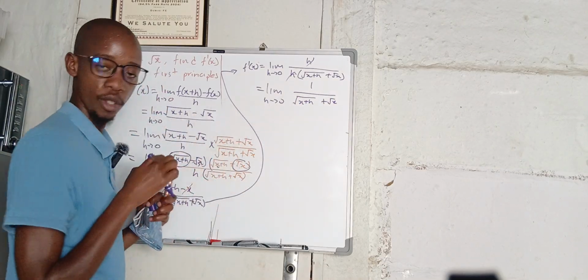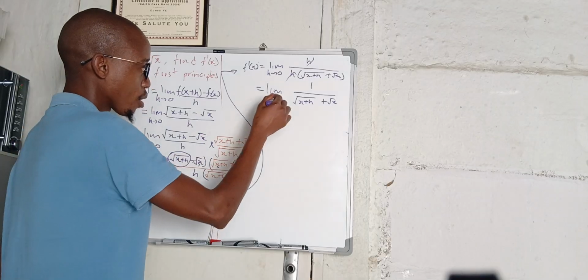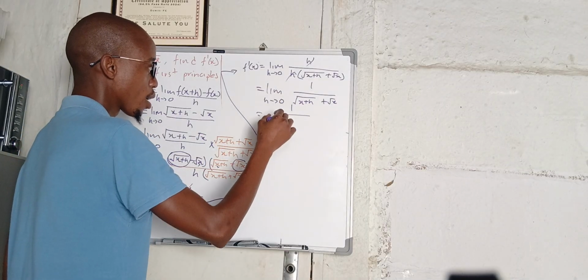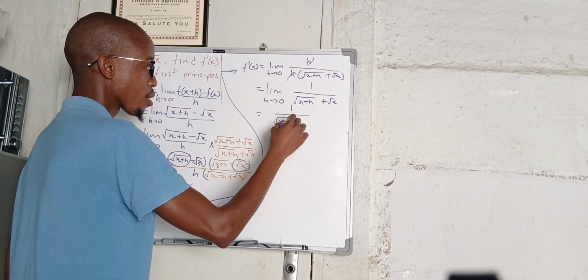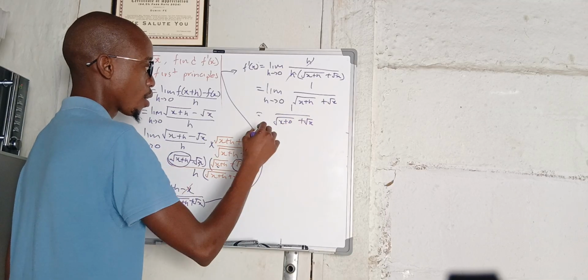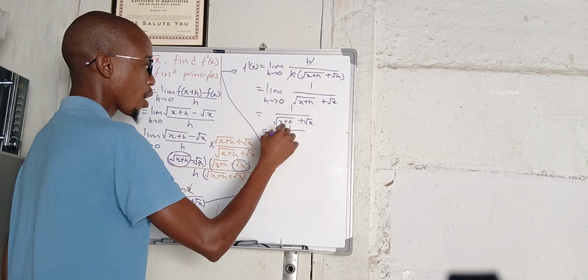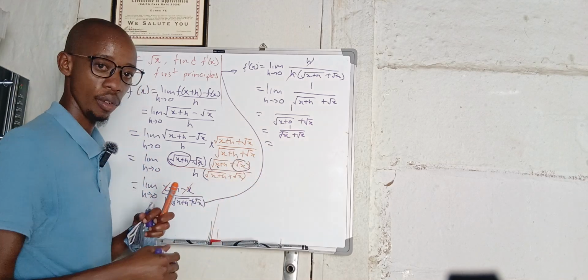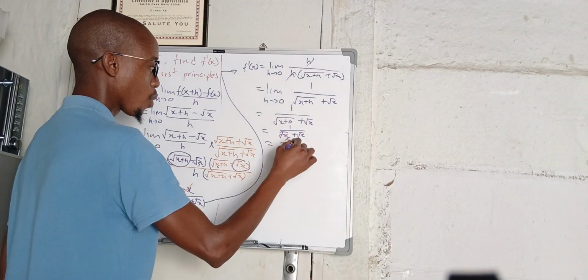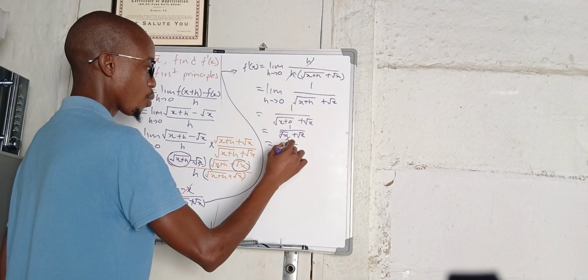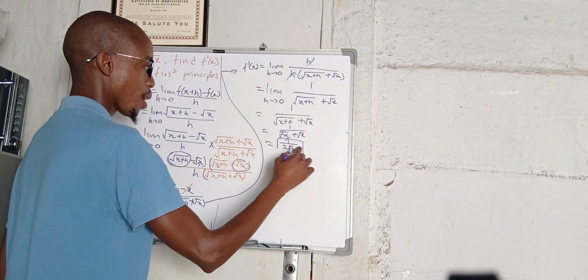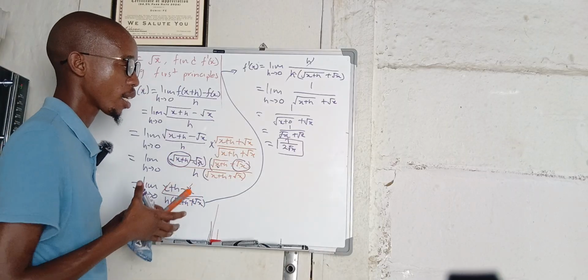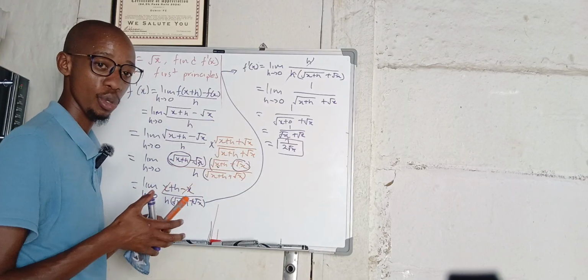I can substitute the 0 because h is approaching 0. And then this is going to disappear. I'll end up having 1 all over the square root of x plus 0 plus the square root of x, which is going to give me 1 all over square root of x plus square root of x. So how many square roots of x do I have? 2. So I have 1 all over 2 square root of x. This is my final answer. But I can therefore rationalize the denominator as I showed you before.